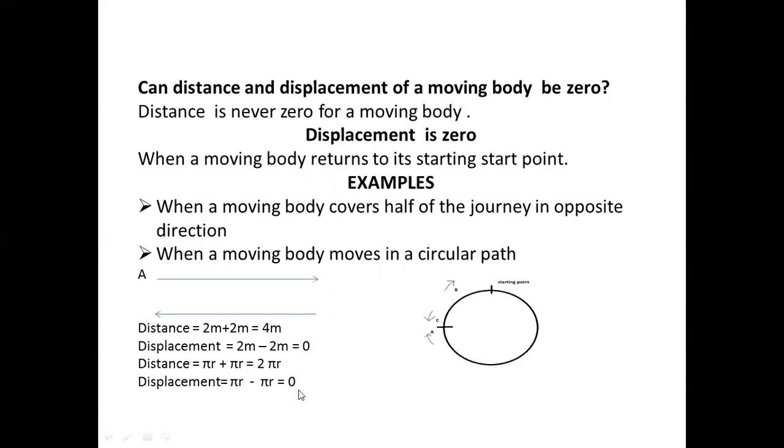Whereas displacement is zero, the displacement of this half circle is pi r, and the displacement of this remaining half is minus pi r, because that is in the opposite direction. So you can say that this is in clockwise direction and this is in anti-clockwise direction. So pi r minus pi r becomes zero. So displacement can be zero if the body returns to its starting point, but distance is not equal to zero.